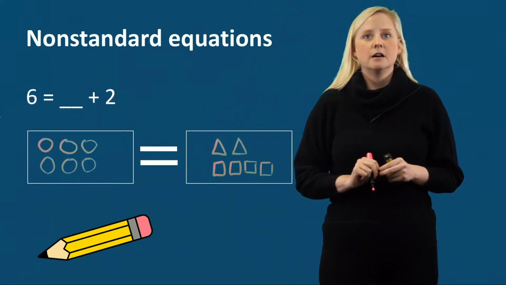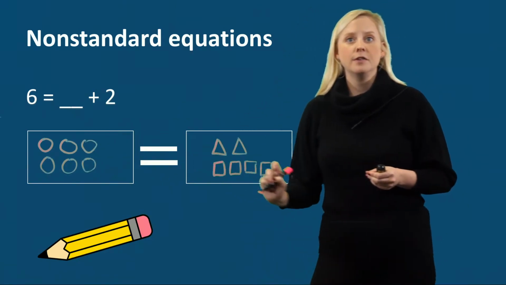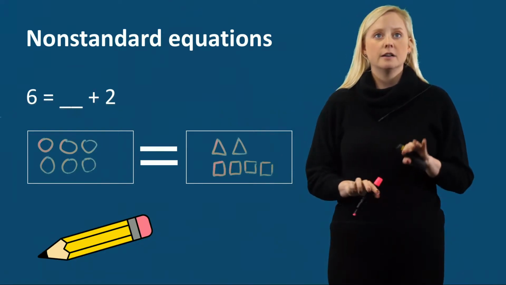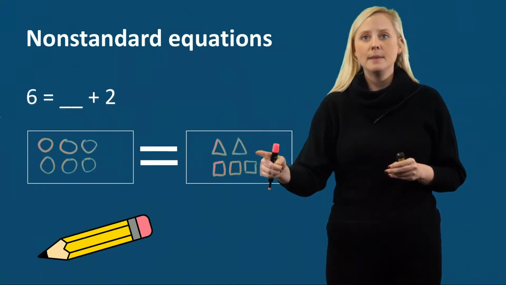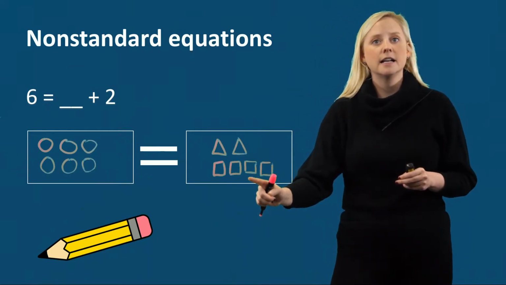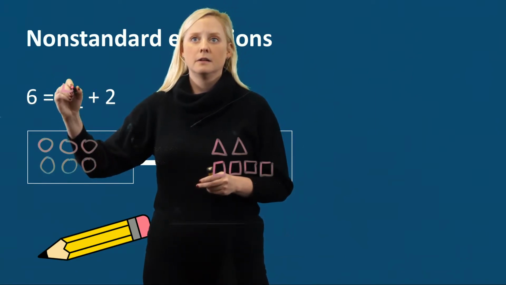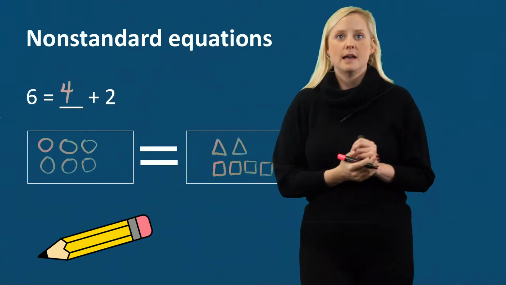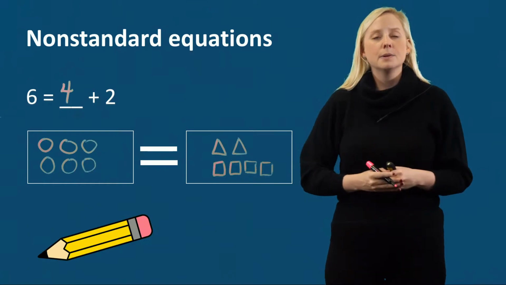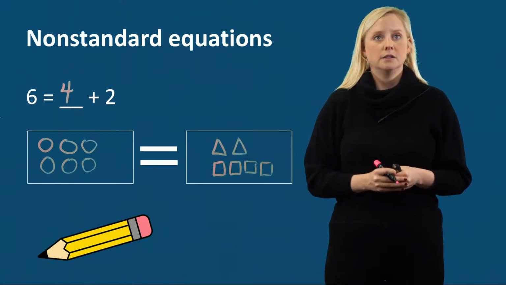Now I need to ask myself, are the sides the same? Yes. I have 6 shapes over here and 6 shapes over here. The sides are balanced. So how many did I add to this side to make it the same as this side? If I look here, I can see that I added 4 squares. So I know that 4 is going to be my answer. When I read my completed non-standard equation, it says 6 is the same as 4 plus 2.